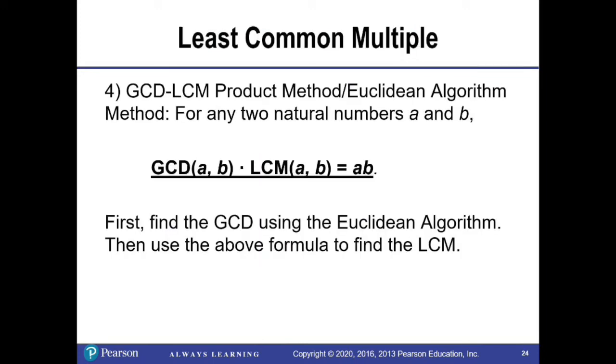Our final method for finding the least common multiple is called the GCD-LCM product method, or sometimes you might see it as the Euclidean algorithm, because it does use the Euclidean algorithm in the process. Now we have a formula. The GCD of two numbers times the LCM of the same two numbers is the product of those two numbers. So what this method does is, first, we use the Euclidean algorithm to find the GCD, and then we use our formula to find the LCM. So you'll have two steps to find your least common multiple here.